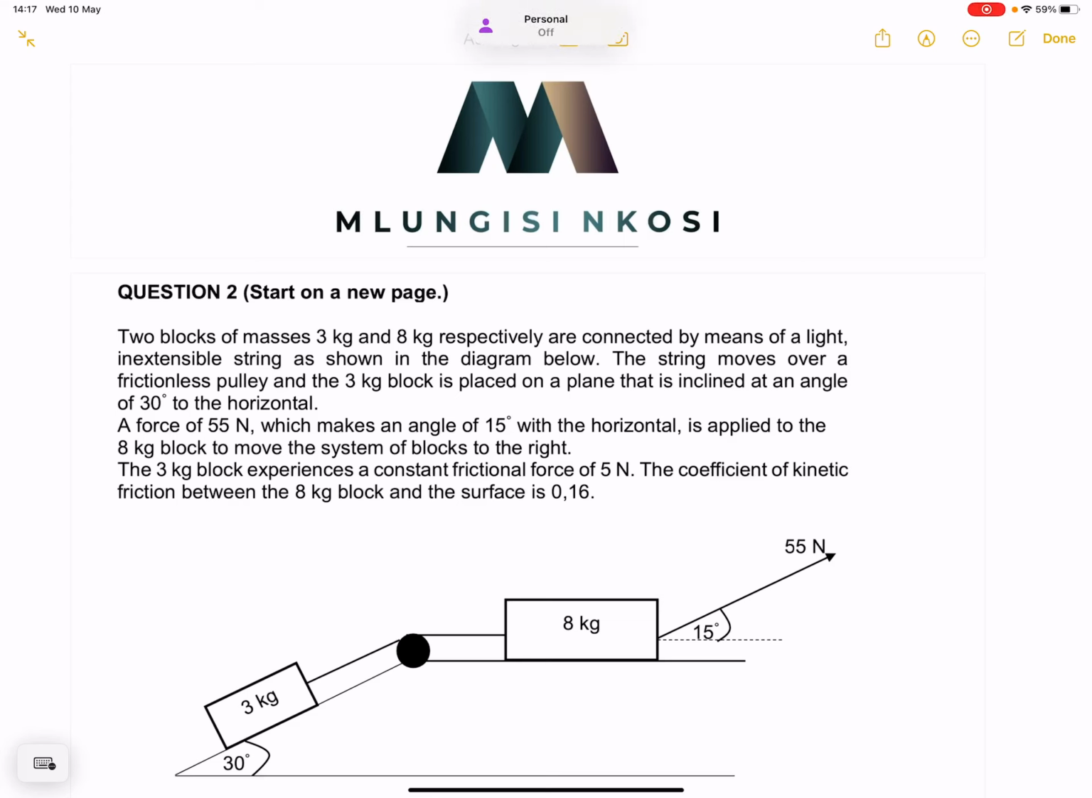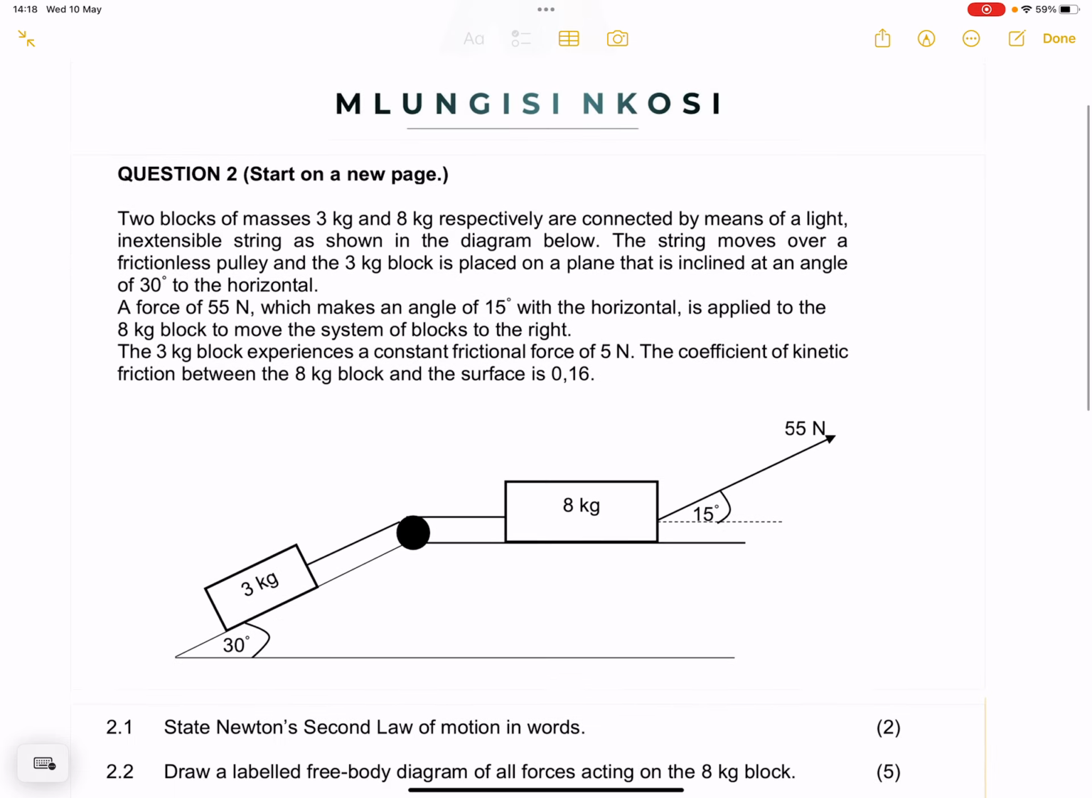Good day, everybody, and once again we're back together. I really saw this question from the September exam. It was a prelim exam from 2022, and I thought this would really make for an interesting preparation for your exams.